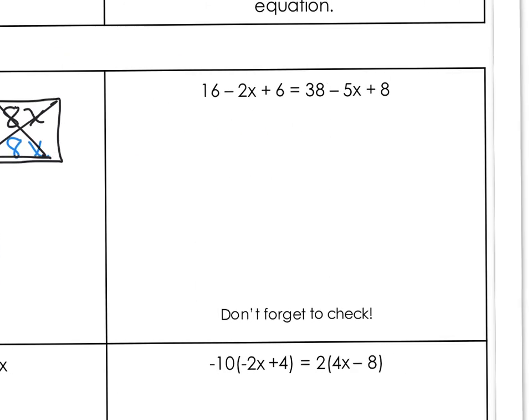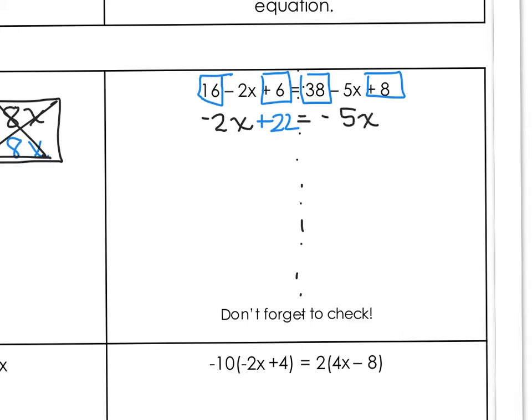Next problem, 16 minus 2x plus 6. Draw my fence. 38 minus 5x plus 8. I have no parentheses here, but I do see that I can combine like terms. So on the left, I have a -2x. That's the only variable term, but I have a positive 16 and a positive 6. So that's going to be negative 2x plus 22 equals, on this side, I have a negative 5x is the only variable term, but I have a 38 and a positive 8. So that's negative 5x plus 46.